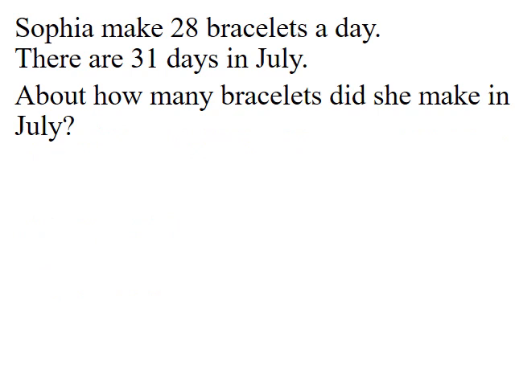Let's start with this problem. Sophia makes 28 bracelets a day. There are 31 days in July. About how many bracelets did she make in July? Because of the word about, we have to estimate the product of 28 times 31.